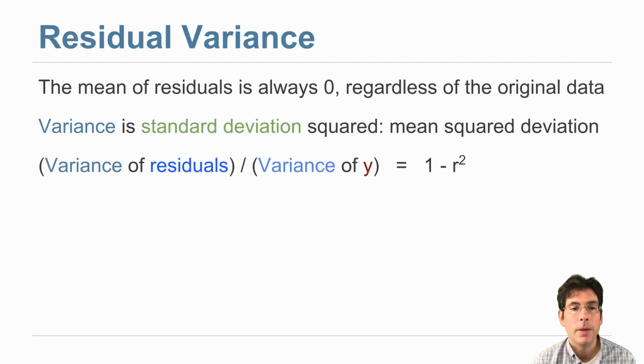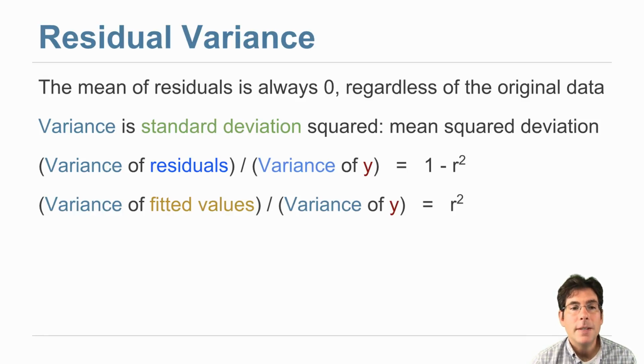How much smaller? Well, if you write down a ratio of the variance of the residuals to the variance of the original y values that you'd like to predict, that's always equal to 1 minus r squared, where r is the correlation coefficient. The variance of the fitted values, these are the heights of the line for every x for the regression line, is also always no bigger than the variance of y. And the ratio between the variance of the fitted values and the variance of y is r squared.